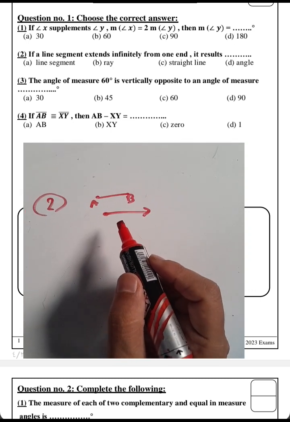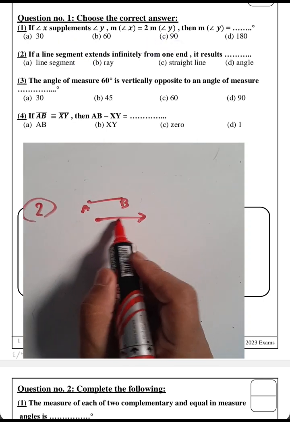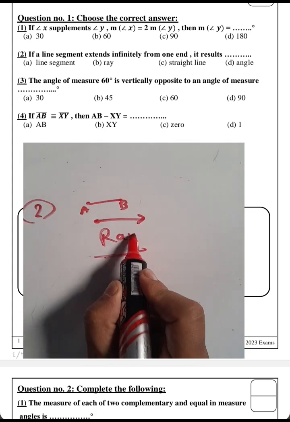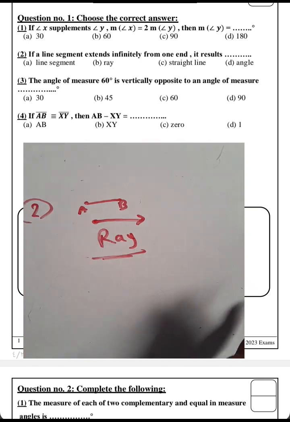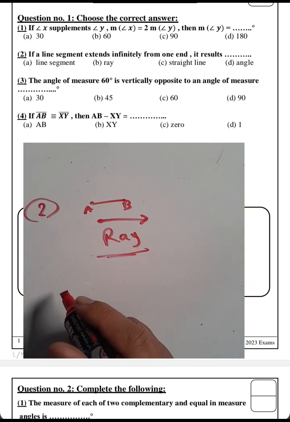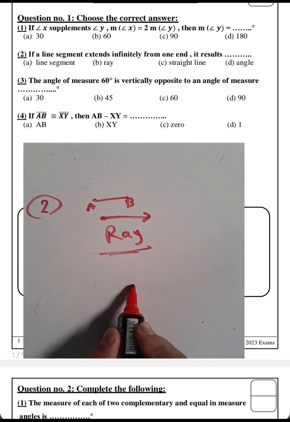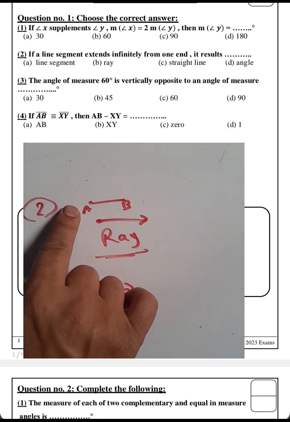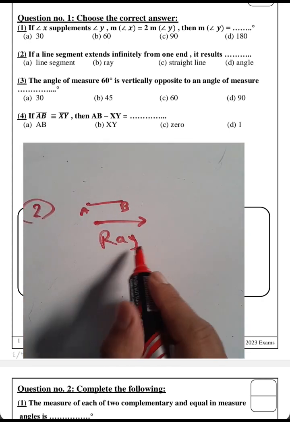He gives us this information, a line segment extended infinitely from one end. From this point to the end, what do we call it? The ray. But if we draw to the left-hand side and right-hand side to infinity, what do we call it? We call it a straight line. Straight line, okay? So we have line segment, ray, and straight line. The result here will be ray.